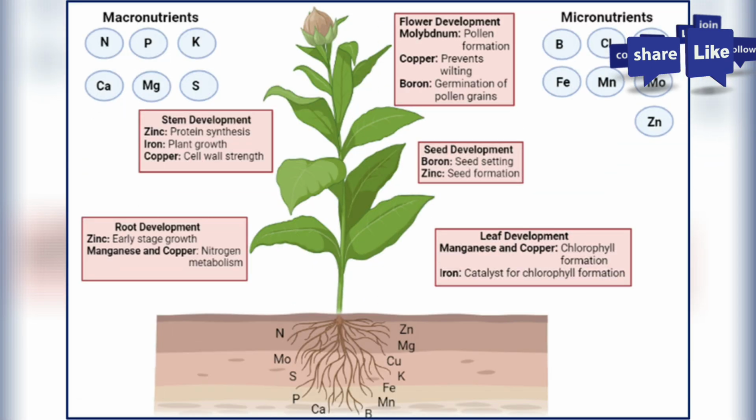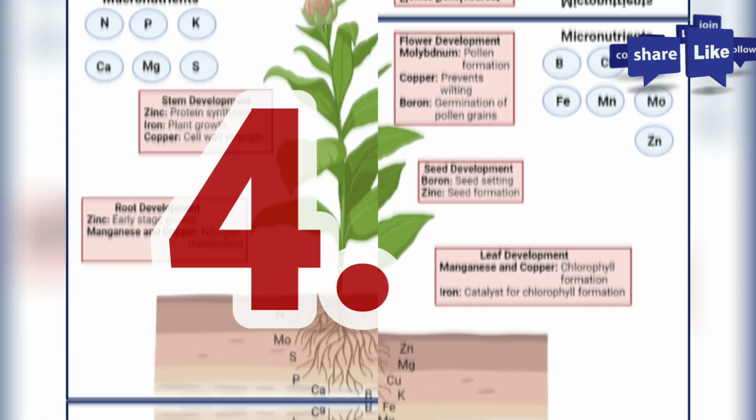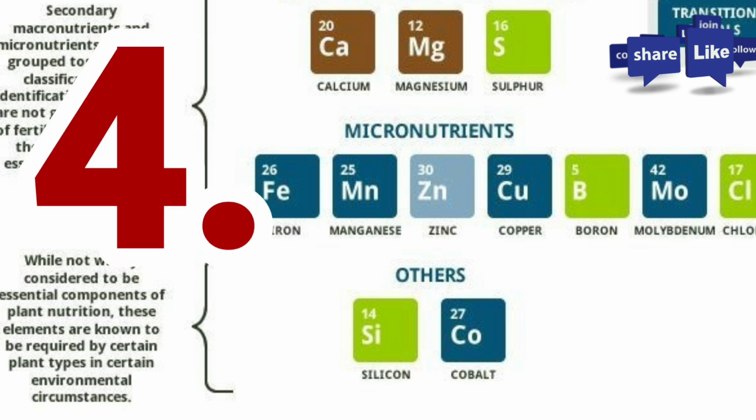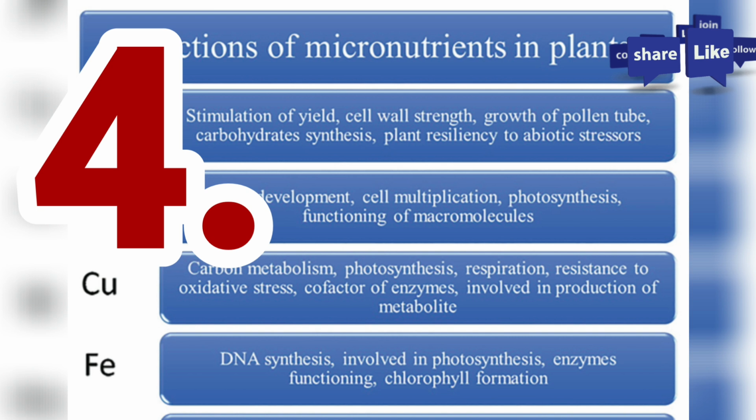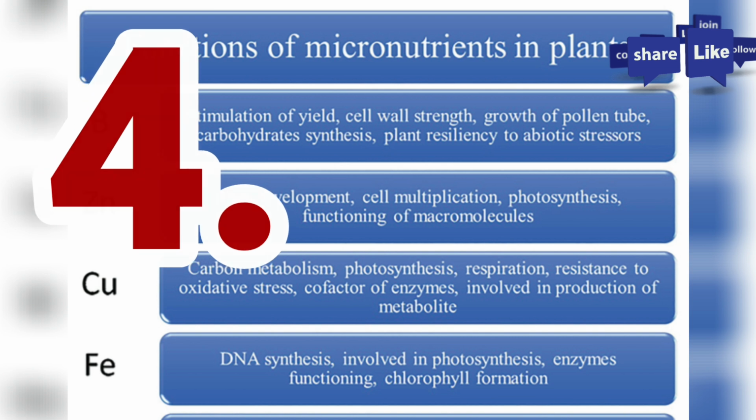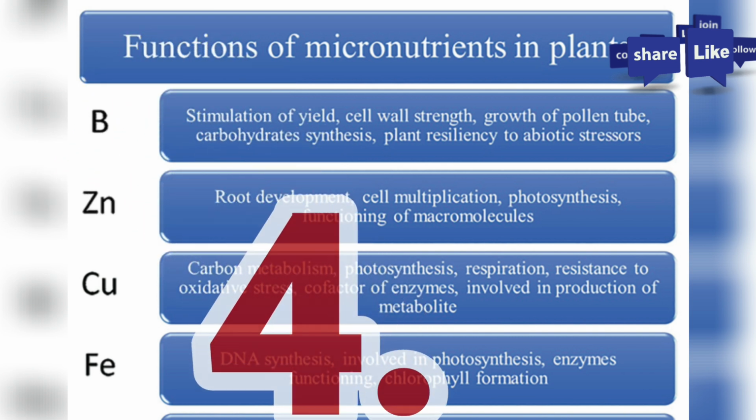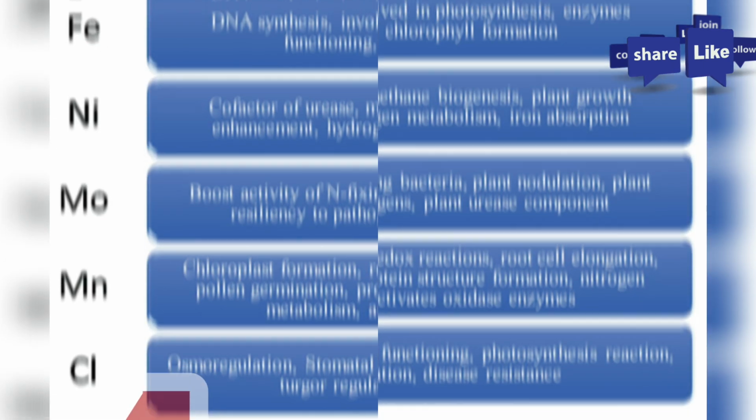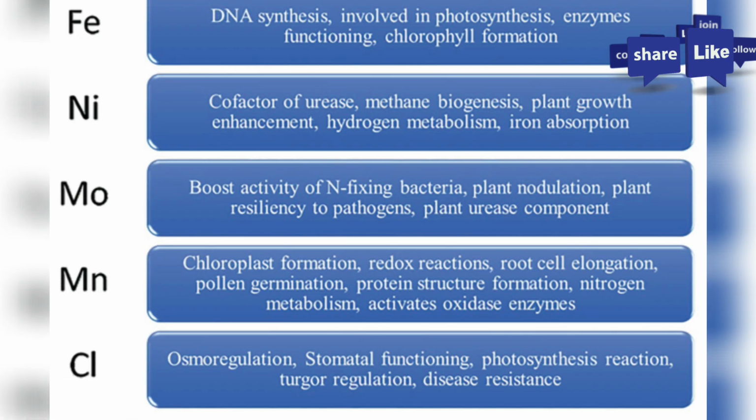What are micronutrients? Those are required in lesser amounts, less than 10 mmol per kilogram of dry matter. Examples of micronutrients are iron, copper, zinc, manganese, molybdenum, chlorine, boron and nickel.